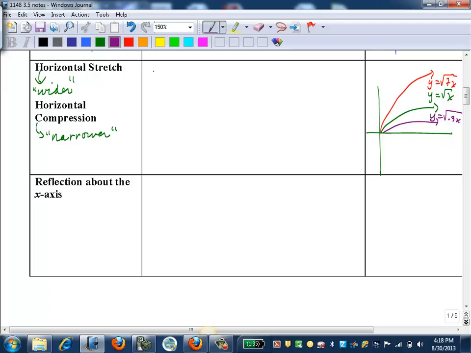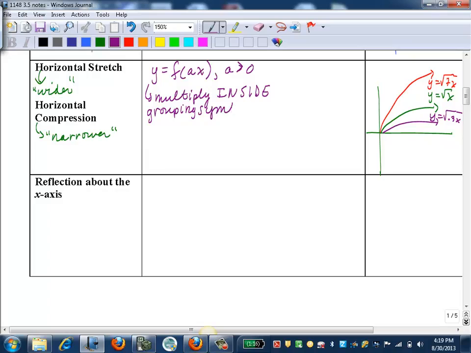Okay, so if we take our parent function, f of x, and we multiply by a inside that grouping symbol, inside the square root in this case, and again, we're clarifying here, a has to be positive. Again, we'll talk about the negatives later. So if we multiply inside the grouping symbol, we're going to cause a horizontal stretch or a horizontal compression.